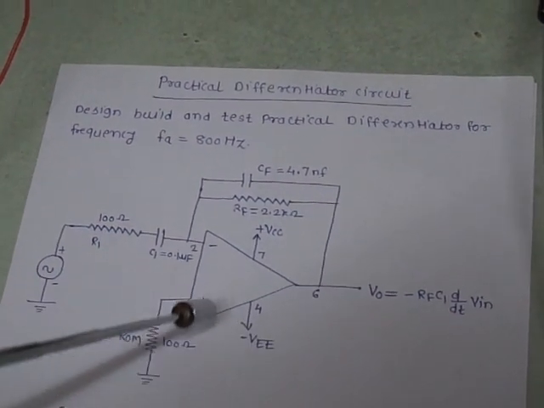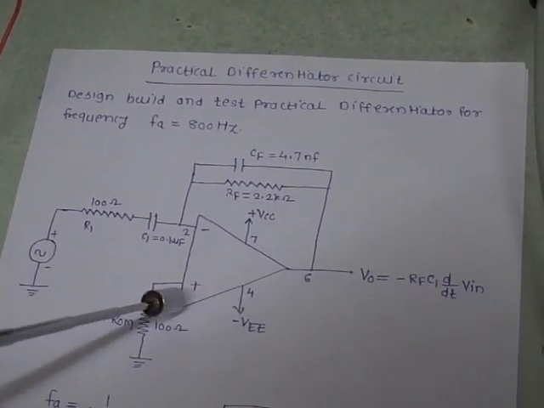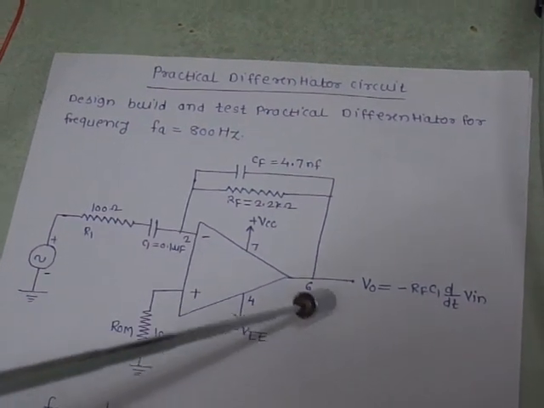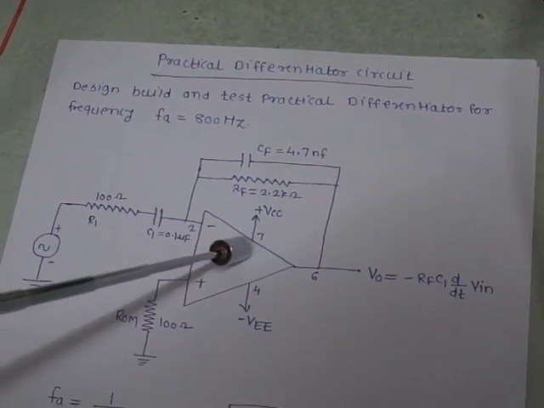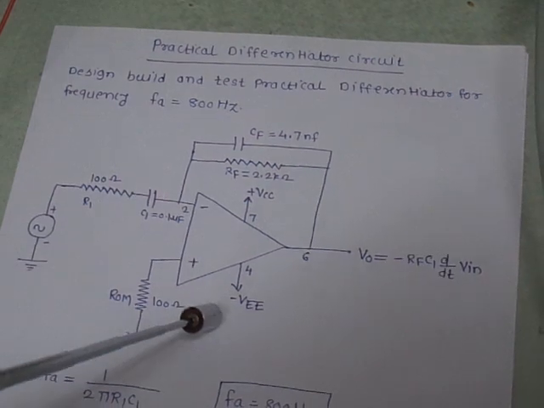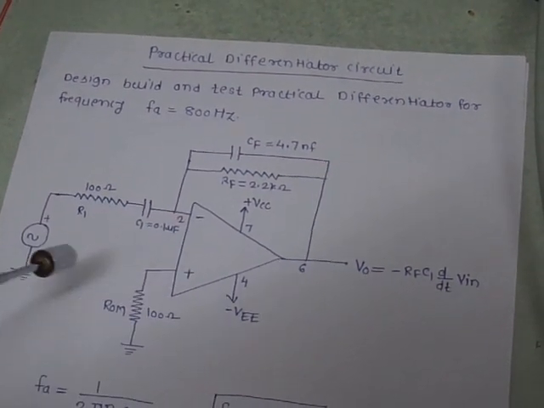The pin configuration is: pin number 2 is the inverting terminal, pin number 3 is the non-inverting terminal, pin number 6 is the output, pin number 7 is plus VCC and pin number 4 is minus VEE.